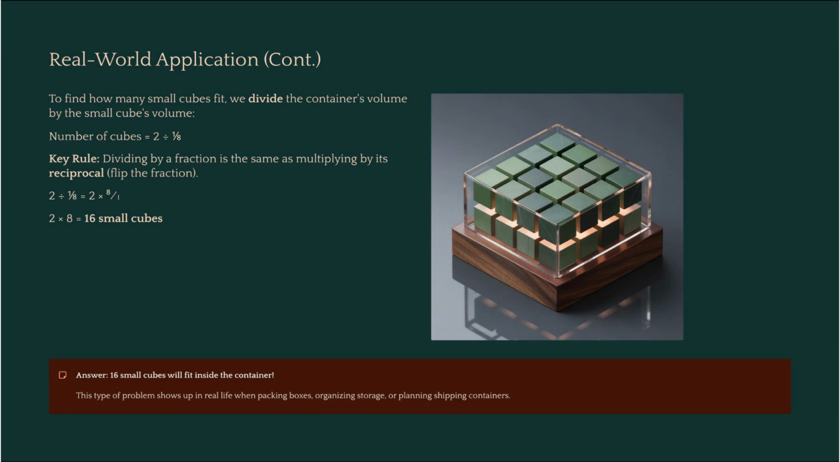To find out how many small objects fit inside a larger space, you always divide the total volume by the volume of one small object. So we need to calculate 2 divided by 1/8. Remember the rule for dividing fractions. You flip the second fraction, the divisor, and multiply. So 2 divided by 1/8 becomes 2 times 8. That equals 16. So you can fit 16 of the small cubes inside the larger container.